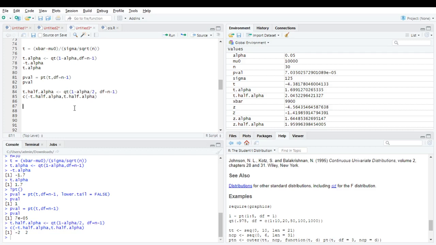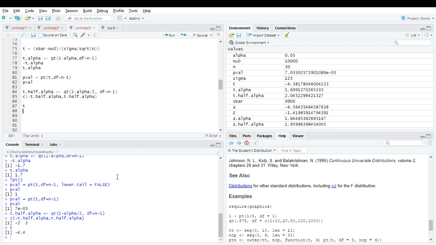And our t value is minus 4. Okay, so just again compute the t value, which is minus 4.4. So as you can see clearly that our t value is not in between minus 2 to 2, so we can reject this hypothesis also.